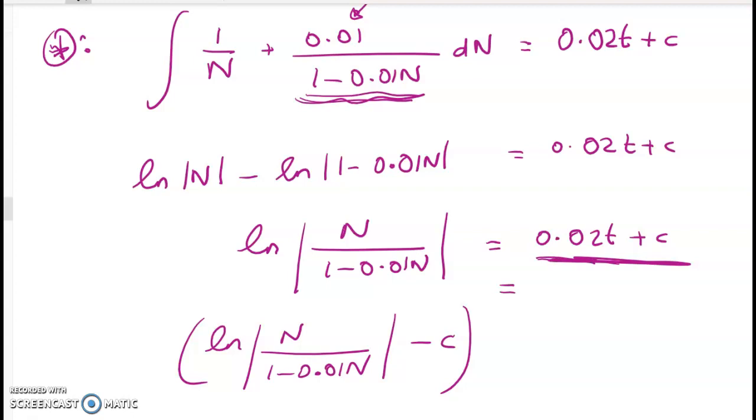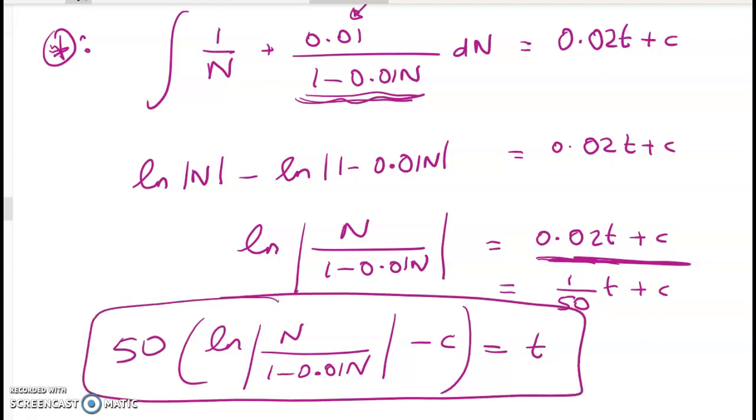And this 0.02 we can think of as 1/50th, right? So that's going to help. So now I'm just left with this. So 50 times that is equal to t. And we're done. Right, that's 8 marks.